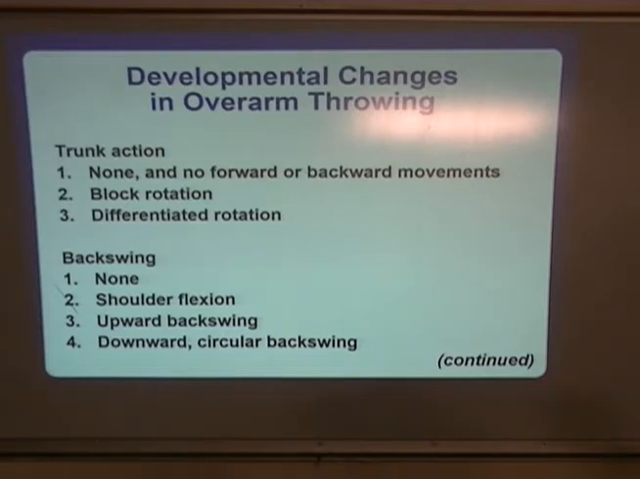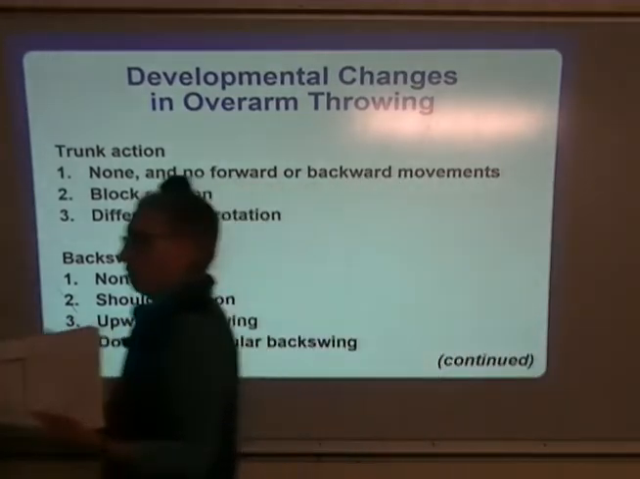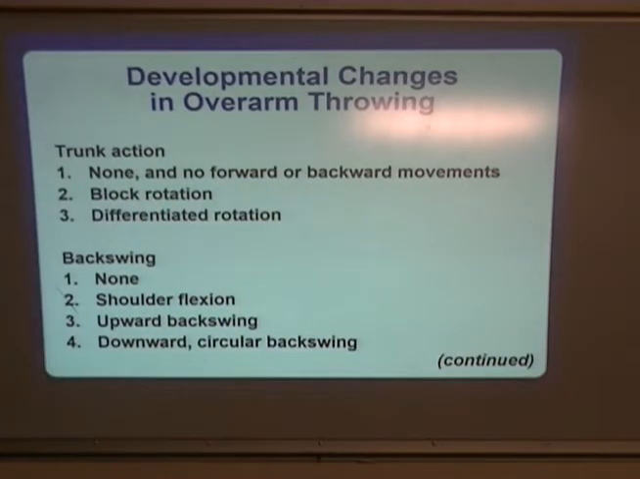but if you talk to the researchers, they say this is what happens in throwing. So the backswing, initially we don't see a backswing, right? Then we would want to see some shoulder flexion, then hopefully we start to get a backswing, and then we get a downward and circular backswing, right? So again, very much like a mini MSU chart for each component. Step 1, step 2, step 3. Okay.